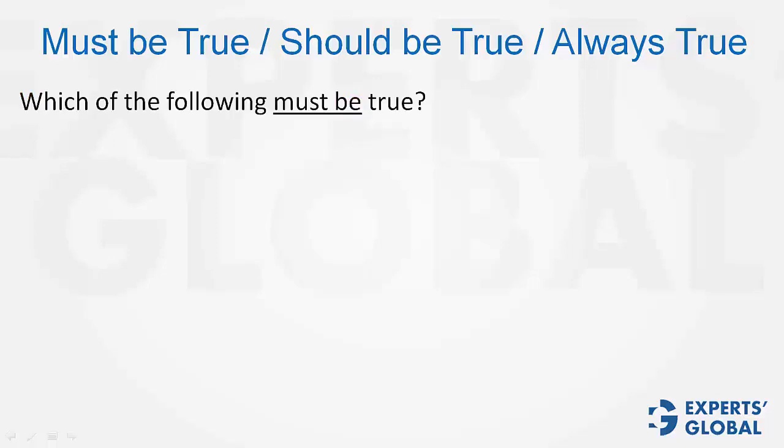Let us now look at must be true or should be true or always true questions. The standard question is which of the following must be true? The approach is that in these questions, try to get just one case where you are able to prove a statement false. When you get even one false, you can eliminate that answer choice. When you can't get even one false, that means that answer choice has to be selected.